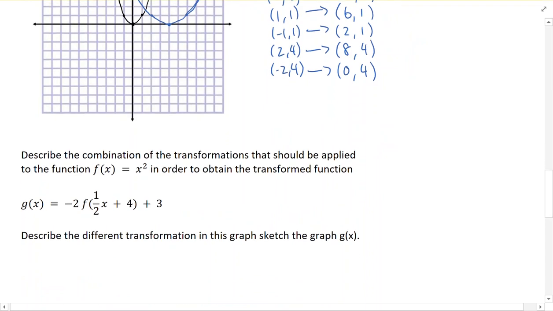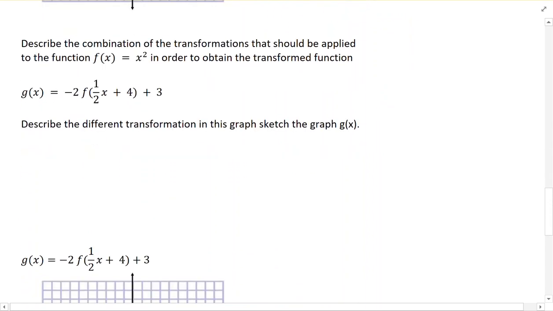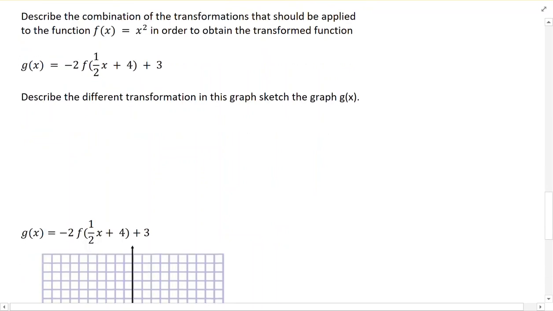Okay, moving on to the next one. Okay, so this time we're dealing with more transformations because so far for the last 2 examples there were only 2. So describe the combination of the transformations that should be applied to the function f(x) = x² in order to obtain the transformed function. Okay. So before we start describing, we need to look, do we need to do something that starts with an F? Factor, maybe? Yes, we do. So let's do that first.